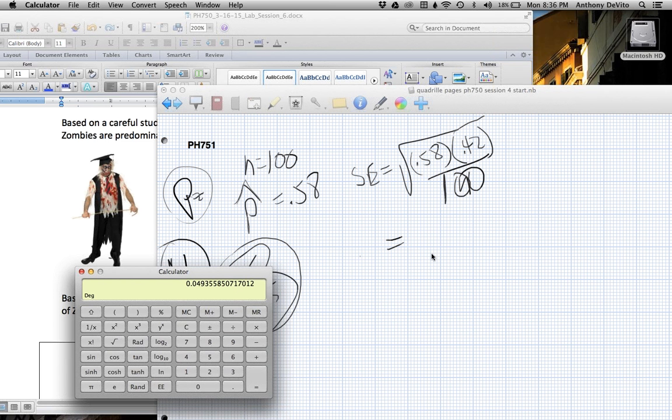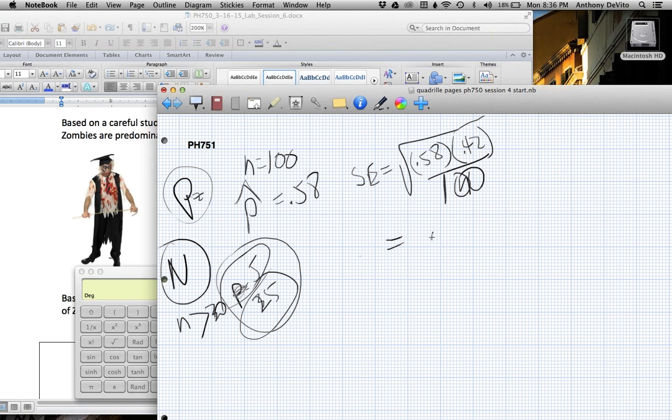My standard error is roughly 5%. I'm going to call it 0.05. I'm just going to round that off to speed things up for tonight. Okay, so now, what is my 95% confidence interval going to be? Well, it's going to be equal to P cap plus or minus 1.96 times my standard error, which is 0.05.